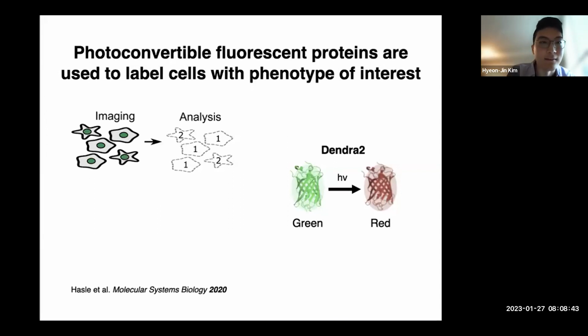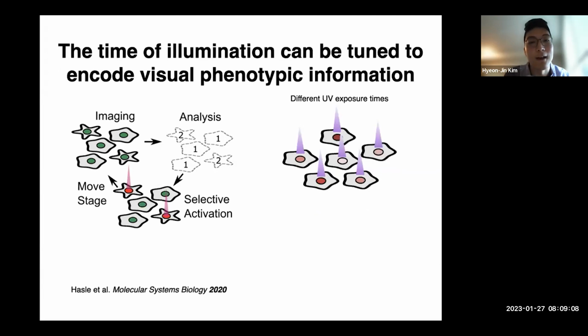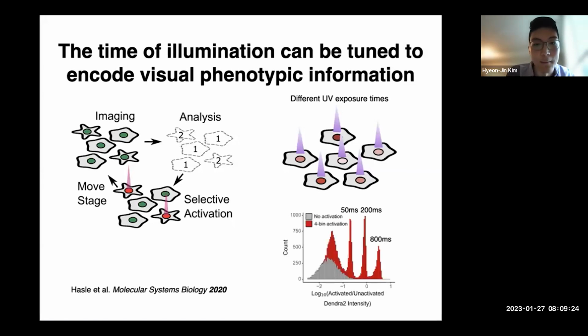So how this method works is that when we have our images and we do some sort of image analysis afterwards, in this example here, we have cells that are flat, cells that are round, and some cells that are star-like. And what you can do is use the UV activation to encode the phenotype. This is great in that we can get multiple phenotypic bins by tuning the time of illumination. In our paper, we showed that we can illuminate these cells for 50 milliseconds, 200 milliseconds, 800 milliseconds, and we can get 3 activated populations along with the non-activated population.